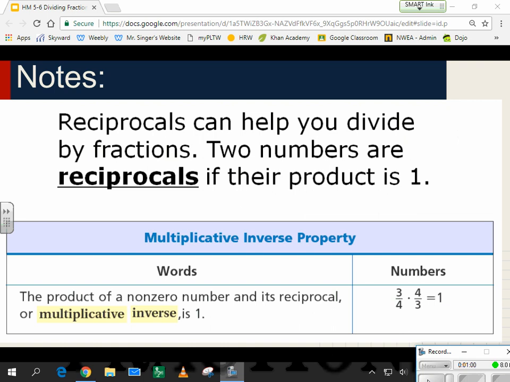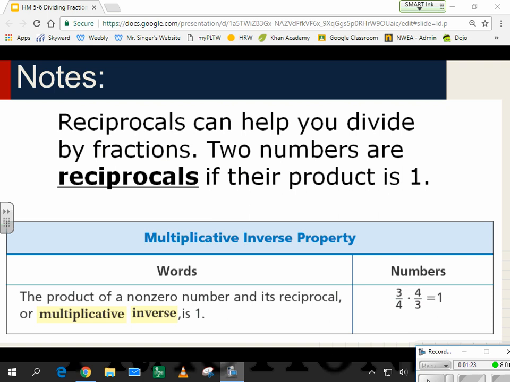So we have a new word, a very important vocabulary word today that helps us to understand how to divide fractions. So really what we're doing is we're dealing with reciprocals today, and reciprocals can help you divide by fractions. So 2 numbers are reciprocals of each other if their product is 1. Here's an example at the bottom.